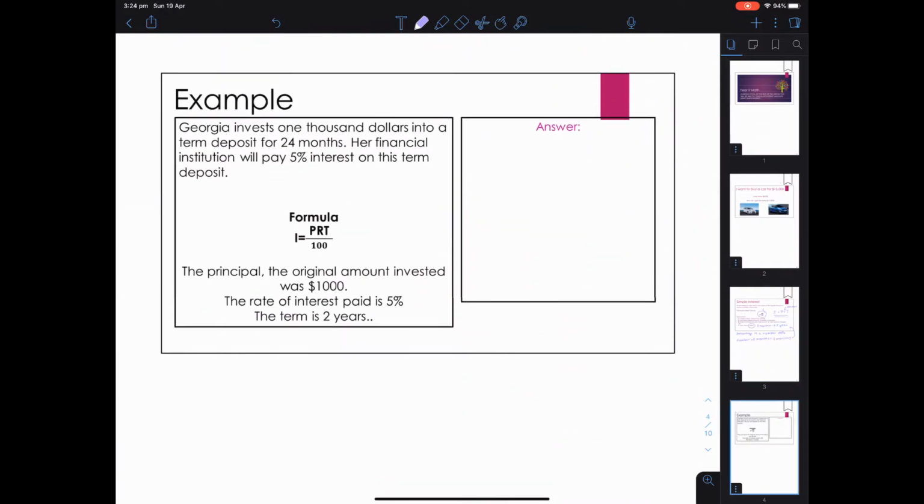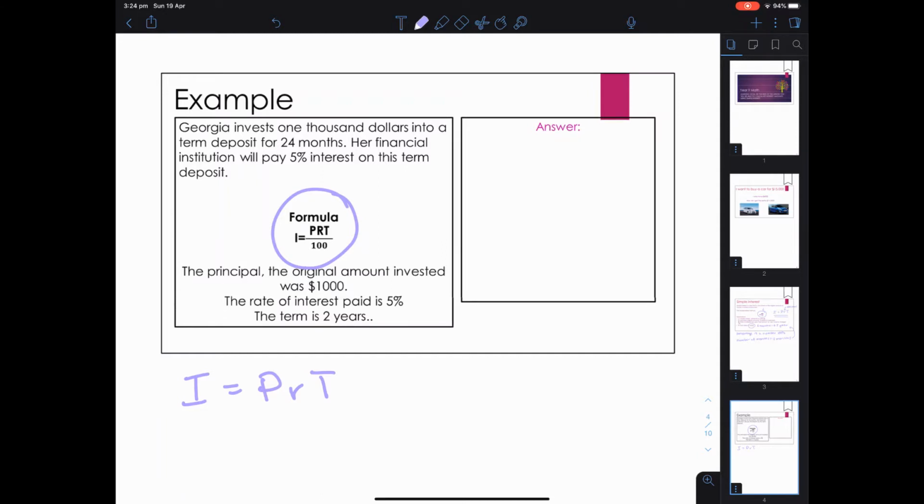Alright, so we're going to have a go at an example where we're going to use the rule. I'm going to show both ways of using this rule, both the one that we've got here, as well as our I equals PRT rule. That way we can see how it works in both forms.